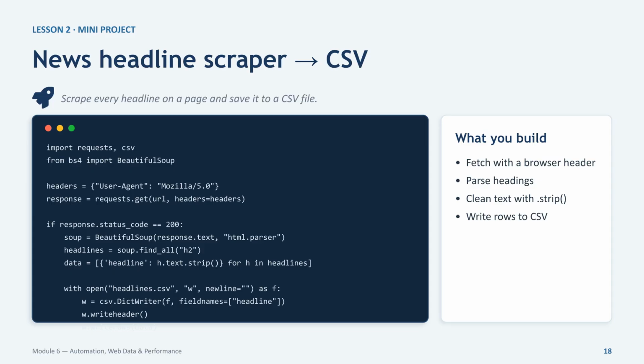Let's put it together with our mini project, a news headline scraper. This script fetches a page with a browser header, confirms success, parses the headline elements, cleans the text, and writes each one as a row to a CSV file. It is a complete pipeline for moving data from the web to your local storage.